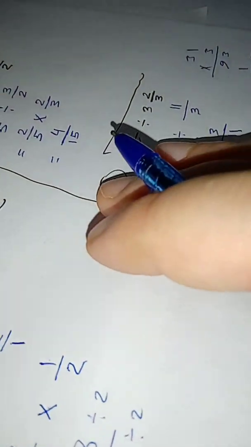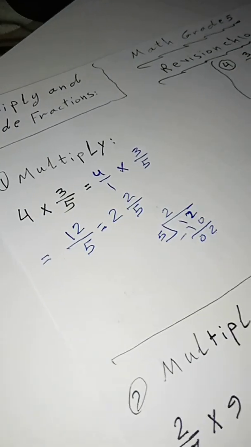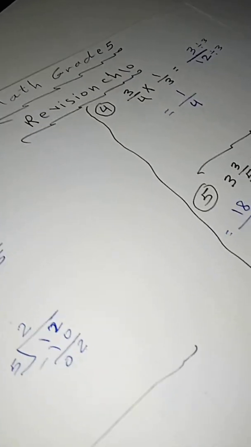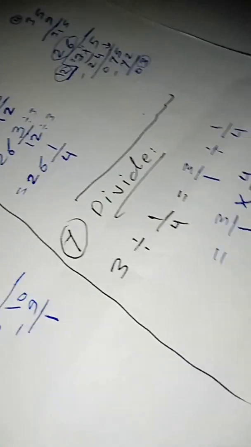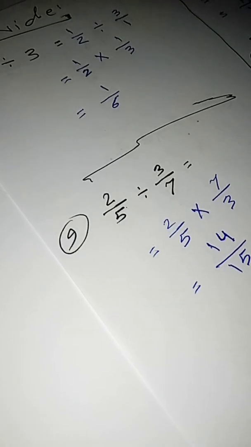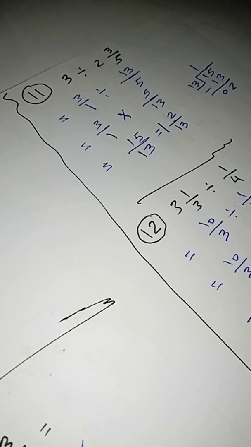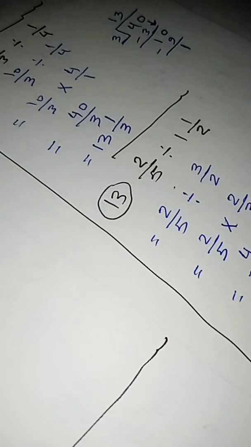So this is our lesson. We revised how to multiply whole number by fraction, how to multiply fraction by whole number, how to multiply fraction by fraction, mixed number by mixed number, then how to divide whole number by fraction, and how to divide fraction by whole number, how to divide fraction by fraction, and how to divide mixed number by whole number, how to divide whole number by mixed number, how to divide mixed number by fraction, and how to divide fraction by mixed number, and how to divide mixed number by mixed number.